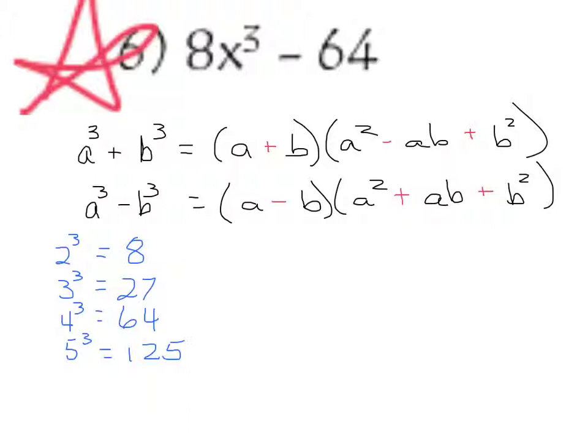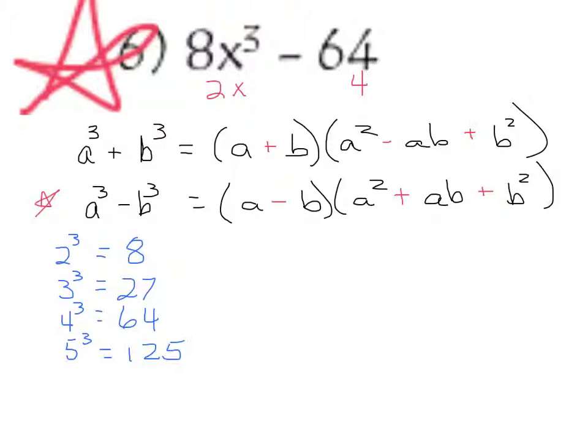Okay, so now we look at this problem and we look at 8 and see 8 has a cube root of 2. So underneath we write 2x is the cube root of 8x cubed. And for 64, we see that it corresponds to 4 cubed, so we write a 4 here. So A is going to be 2x and B is going to be 4, and we're going to use the second formula because it's a difference of cubes.